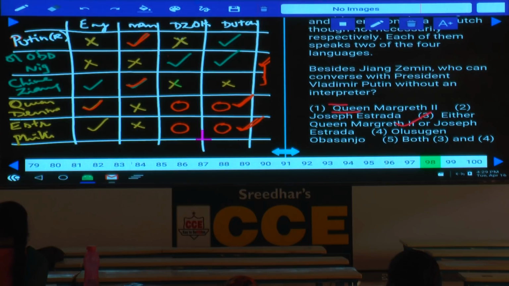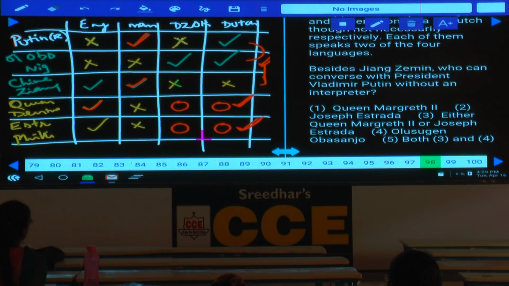Then coming to 98. Now in this question number 98, besides Jiang Zemin, who can converse with President Putin without an interpreter? That means now we need to find out the language which is common. So Jiang Zemin and Mandarin, isn't it? And Dutch. Now this Dutch, the Absanjo, isn't it? Absanjo can directly speak with this person because these two persons, the language which is common is Dutch. Then what is your answer here?